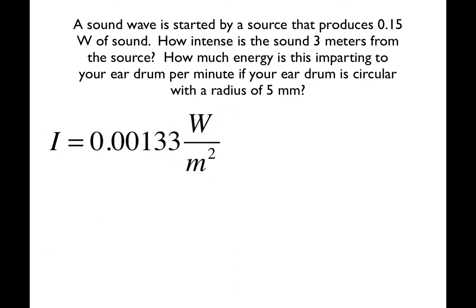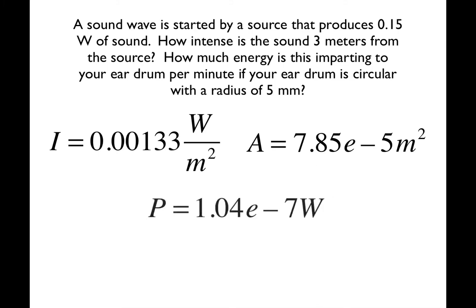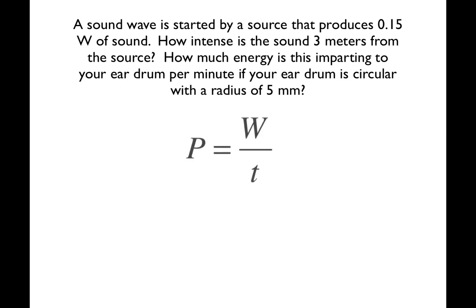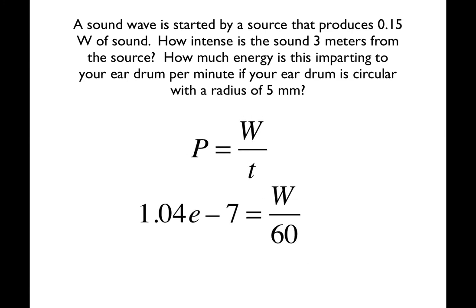Okay, if you then look at the intensity and the area, when we multiply these together, the meter squared on the bottom will cancel with the meter squared up top, and we will get a power at the eardrum of 1.04 e-7 watts. We then use our power equation. Power equals work over time. We're doing it for 1 minute, so we plug our power in. We plug in 60 seconds, and you get a work of 6.3 microjoules, e-6.